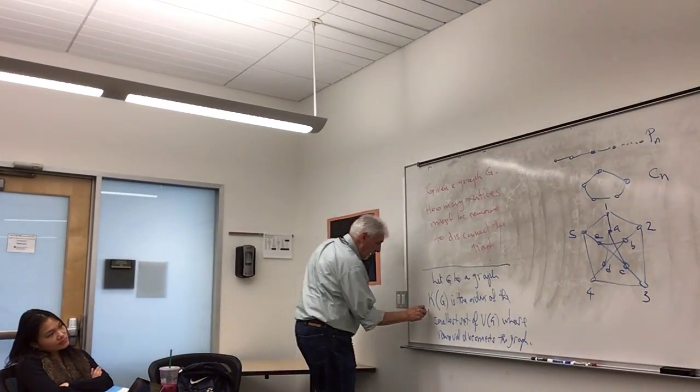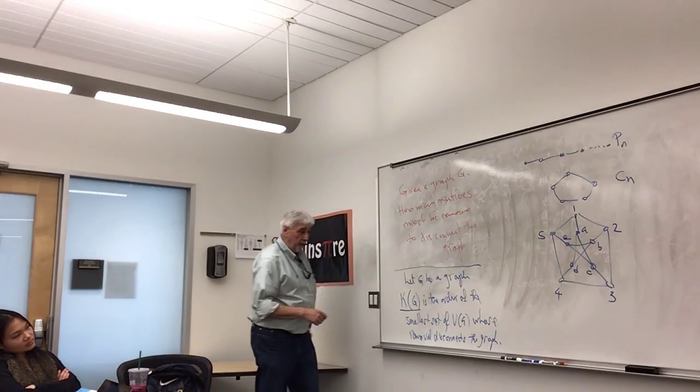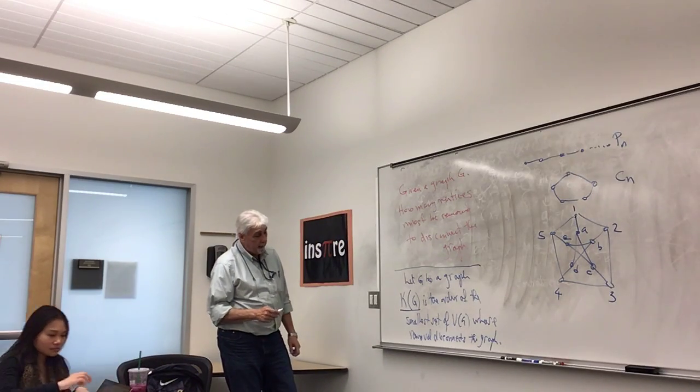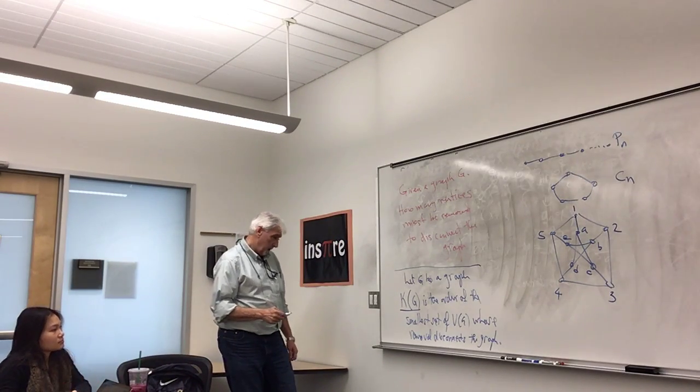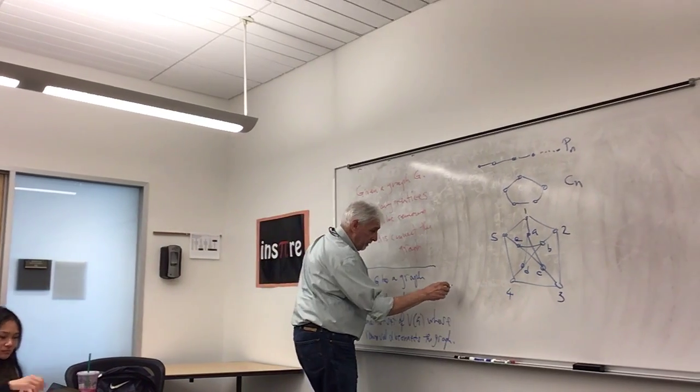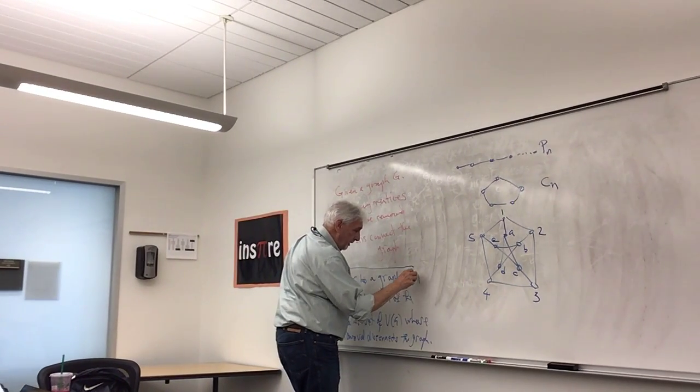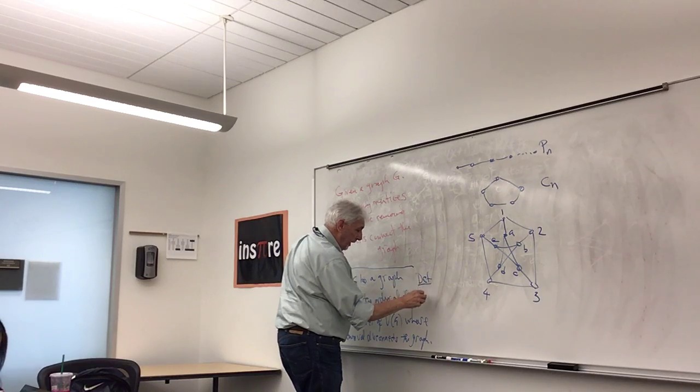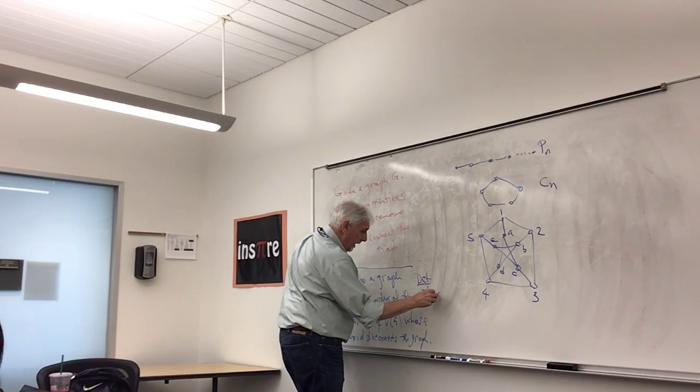Okay, so one more time. Kappa of G is the order of the smallest set of vertices whose removal disconnects the graph, and we call this the connectivity of G. So this is defined to be the connectivity of G.